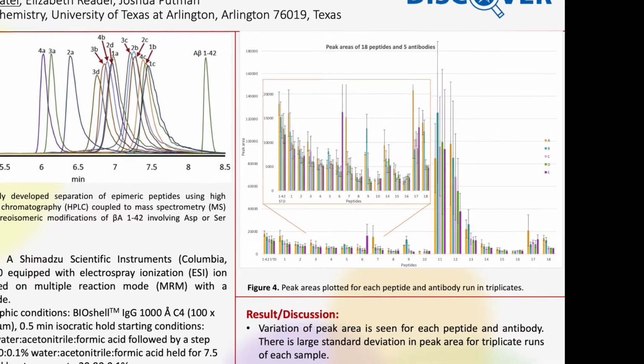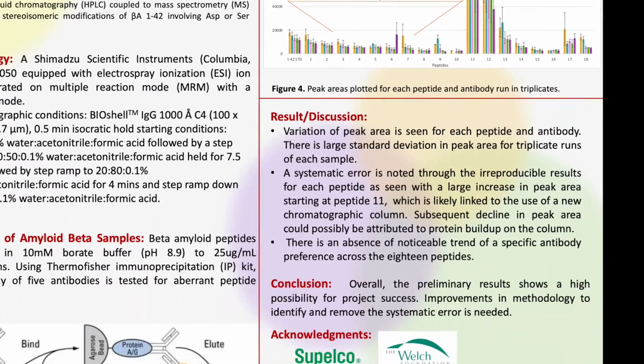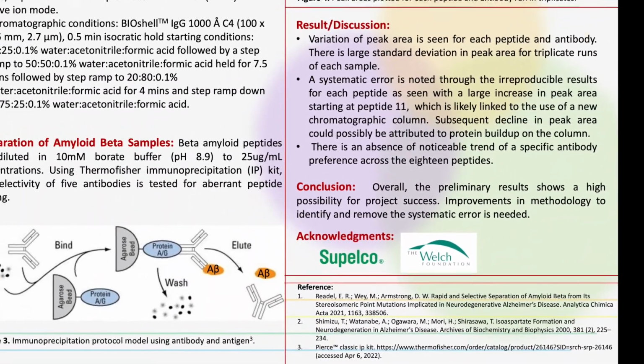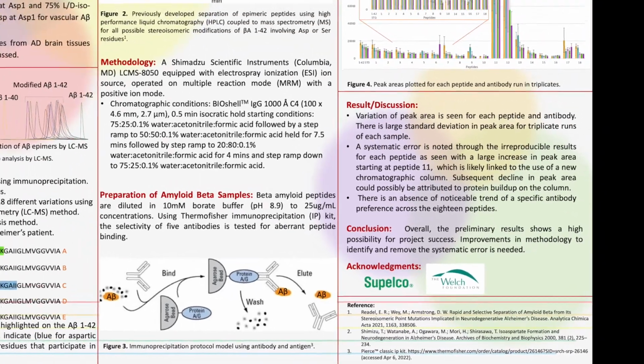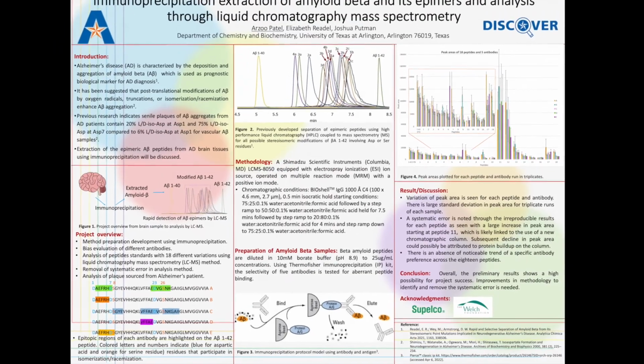Overall, the preliminary results show a possibility for project success, but improvements in method need to be taken into account to remove the introduced systematic errors. It also shows us that we need to take into account what antibodies we used when conducting immunoprecipitation for sample preparation.